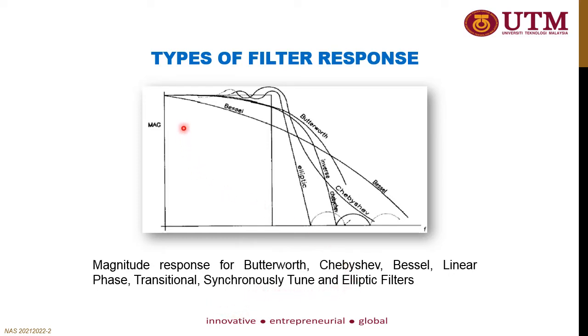You can see that there's a filter with ripples on top. Okay, so this basically represents the low pass filter. You can see the bigger area for the pass band, and on the right hand side is the stop band. So you can see that different types of filter will have a different response in the pass band and in the stop band.